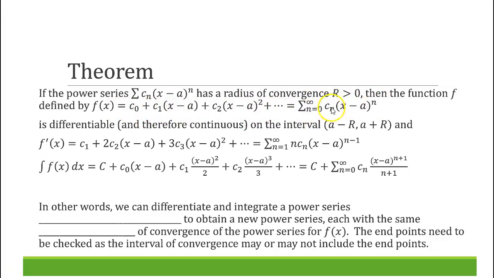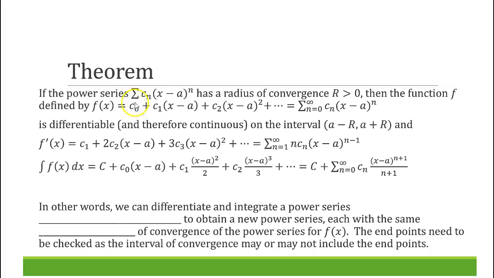Well, that function represented by that power series is differentiable, therefore we know it's continuous, on the interval a minus r to a plus r. So open parentheses here, because we just know the radius of convergence is r, so the center is a. So to the left r units and to the right r units, but we would still need to check the endpoints. And we're going to be talking about the derivative of f of x and the integral of f of x. So if f of x can be represented as a power series, then f prime of x can be obtained by differentiating each term of the power series.